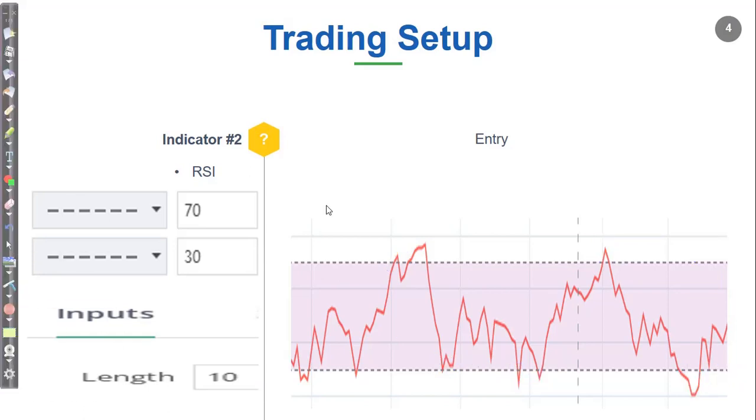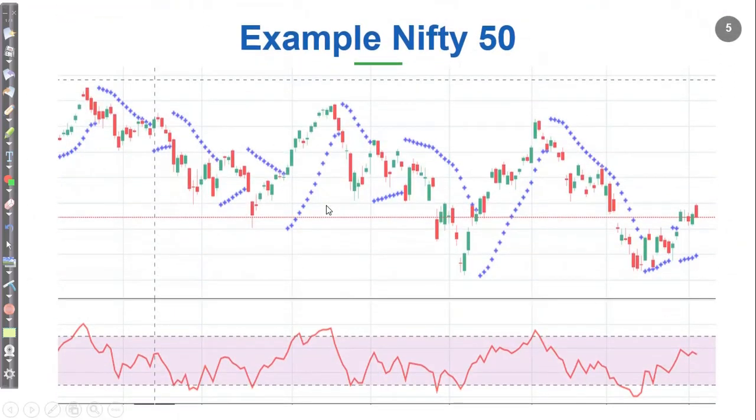So let me show you some examples. First example, this one, Nifty 50. Let me show you first. Okay, we have seen the RSI just cross the 70 level. This one 70 and this one 30.